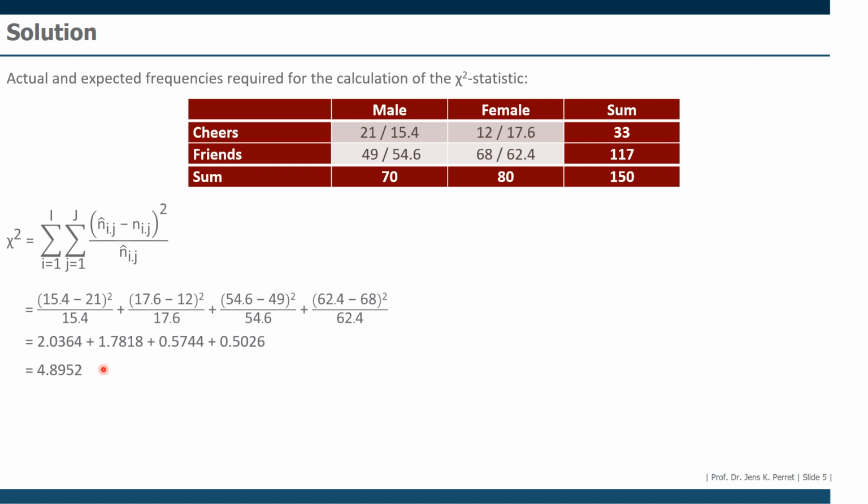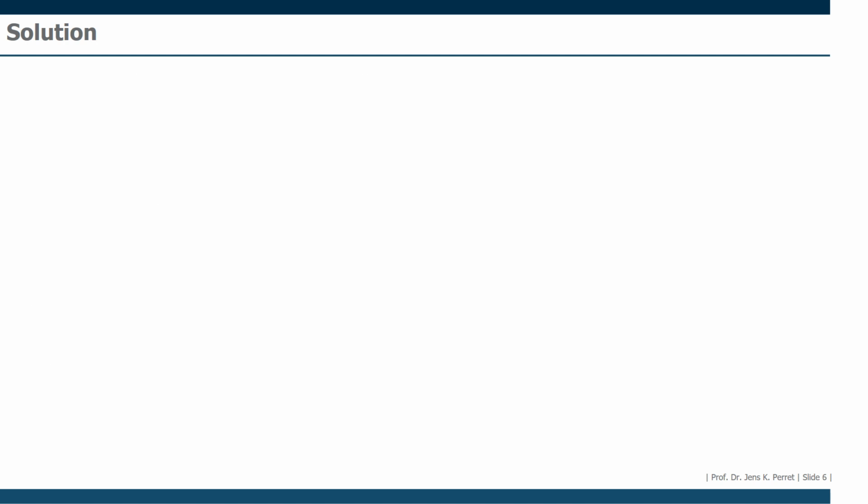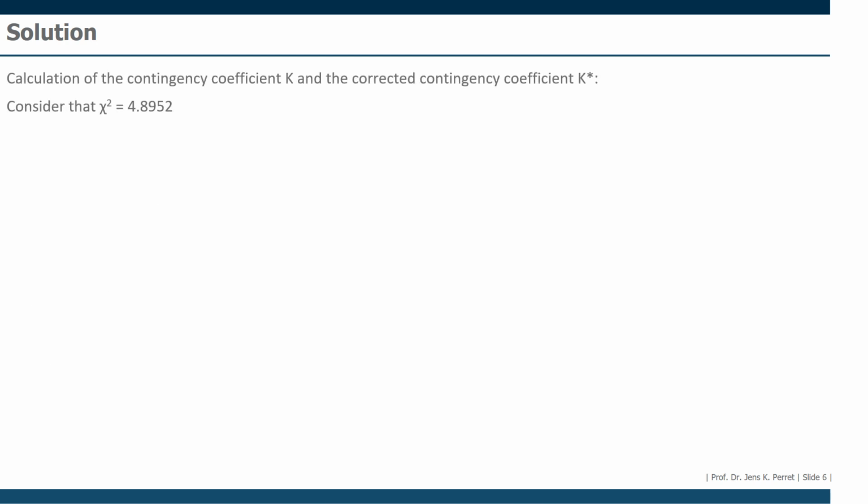Here we have different alternatives. I'm going to go with the contingency coefficient, or the corrected contingency coefficient. For this, I'm going to use my chi-squared as calculated before, and I'm going to insert this into the formula. So it's chi-squared divided by chi-squared plus the number of observations, and then the square root thereof. Here I had 150 observations, so I'm going to calculate it and get 0.1778.